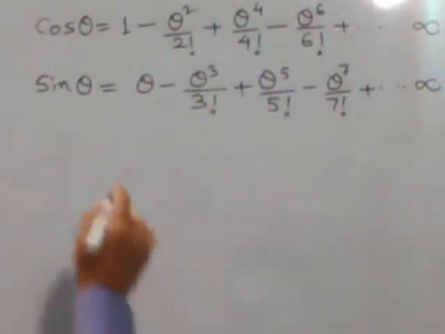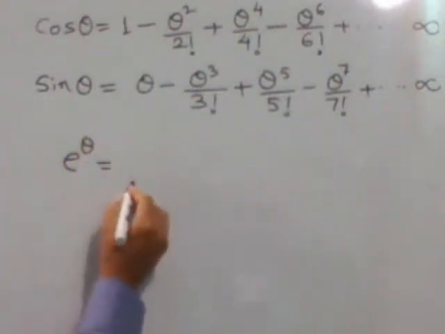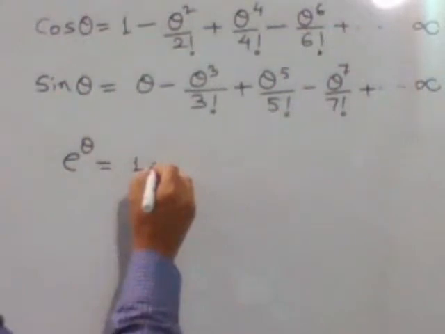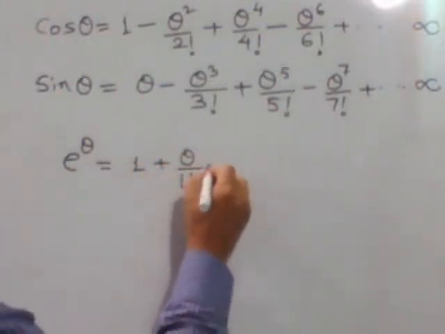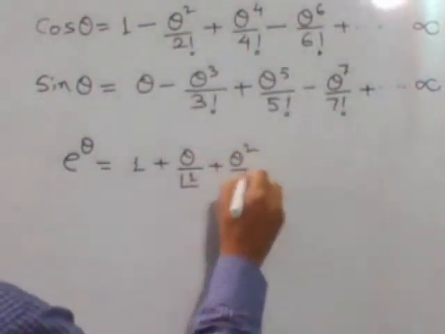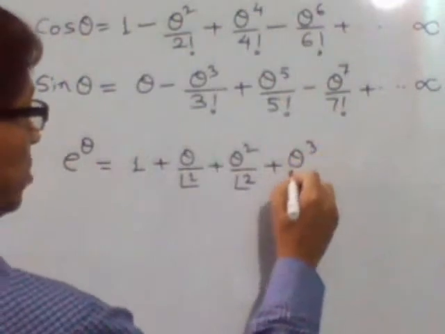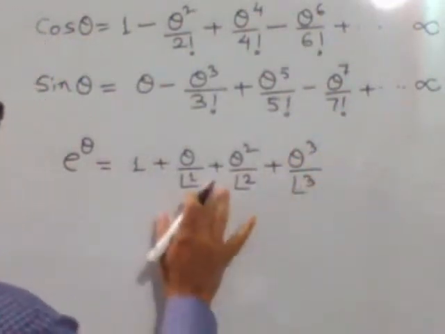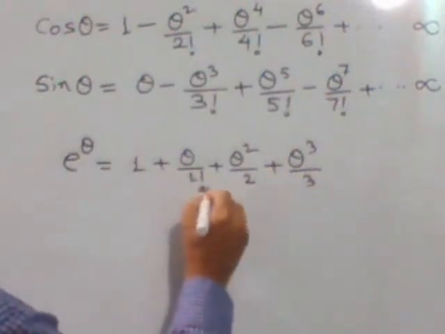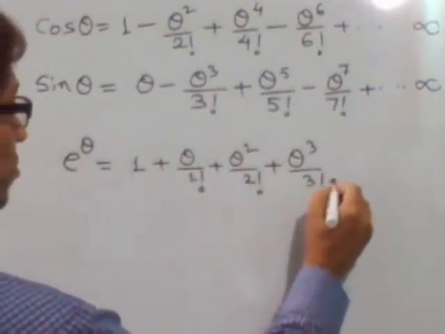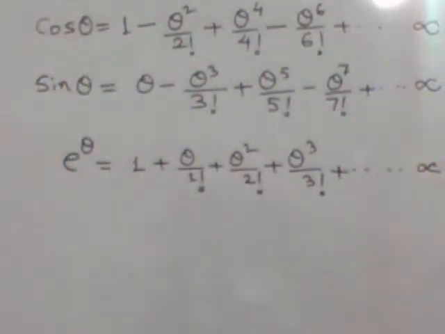And similarly, if we go to the series of e to the power theta, then it will be the series of 1 plus theta by factorial 1 plus theta square by factorial 2 plus theta cube by factorial 3. So you can write factorial in this form also, 1 factorial, 2 factorial, 3 factorial. So this is also an infinite series up to infinity.